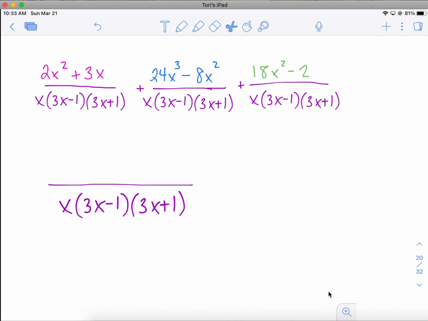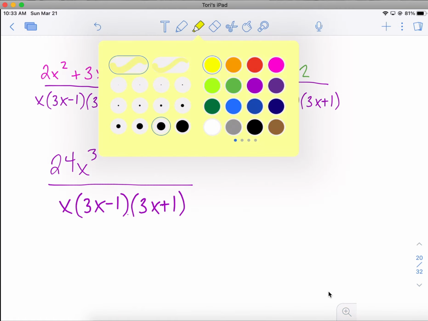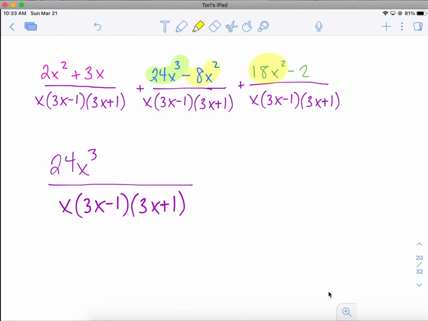Paste the same guy, and then I'm going to go through one at a time and put all my pieces together. So, starting with my third power, he goes first. So 24x to the third. Then I'm going to put all my squareds together. So I have 18 minus 8 is 10, plus 2 is 12, so 12x squared. Put all my x's together. I only have one of those, so 3x. And then all of my no x's together. So that's the minus 2.